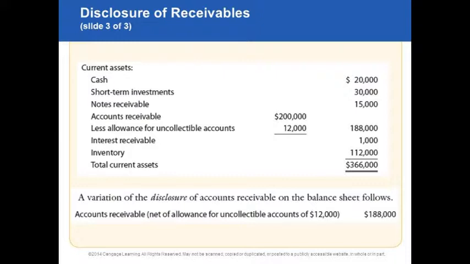And here's an example of that. You can see they list the current assets on the balance sheet. There's cash for $20,000, short-term investments of $30,000. The notes receivable is $15,000. Notice the interest on that note is $1,000. Again, those are all part of the asset side of the balance sheet. The accounts receivable is $200,000, but we've determined that $12,000 is going to be uncollectible. So that shows up as $188,000 net, if you will, because of the $12,000 contra account for the uncollectible amount. So the actual accounts receivable would be valued at $188,000.